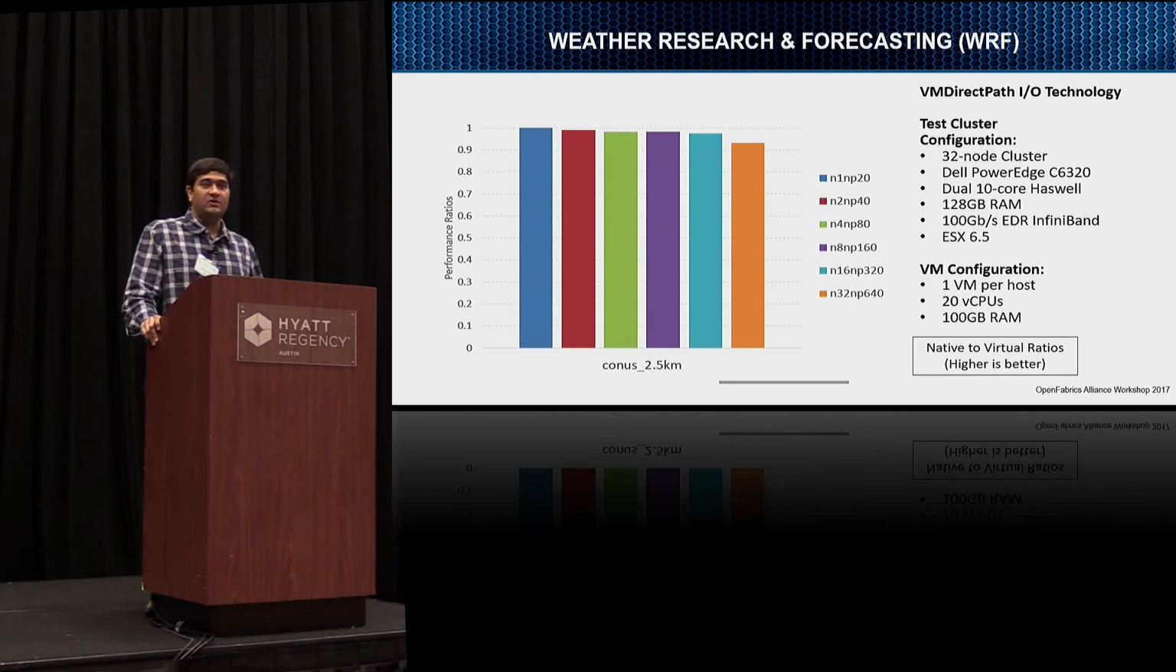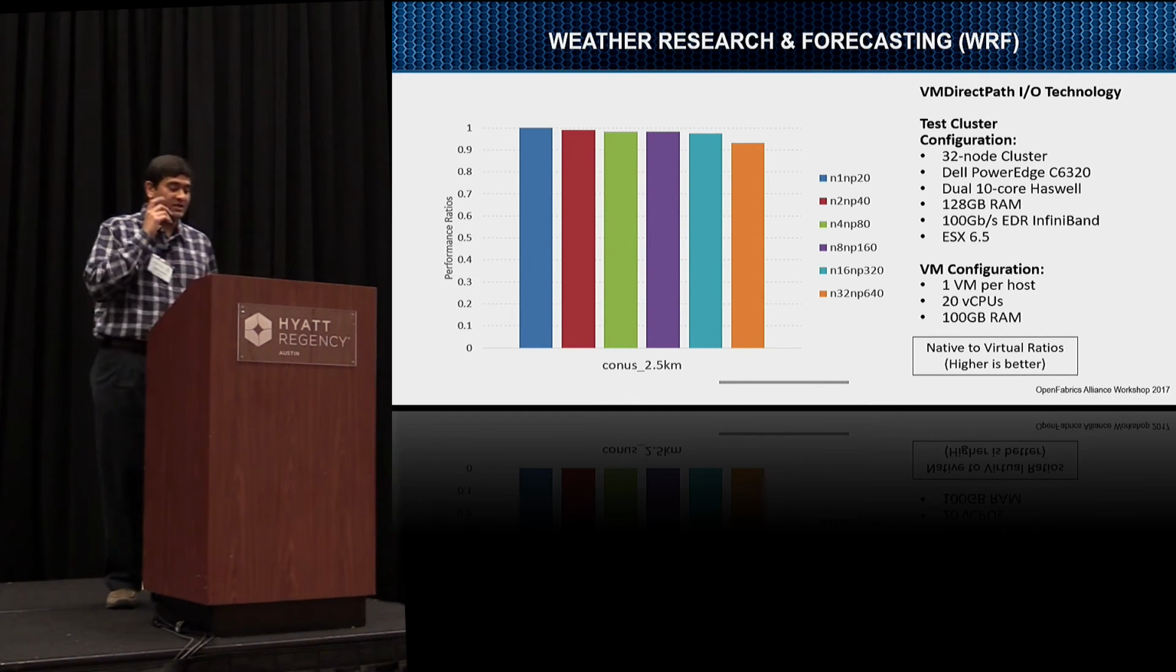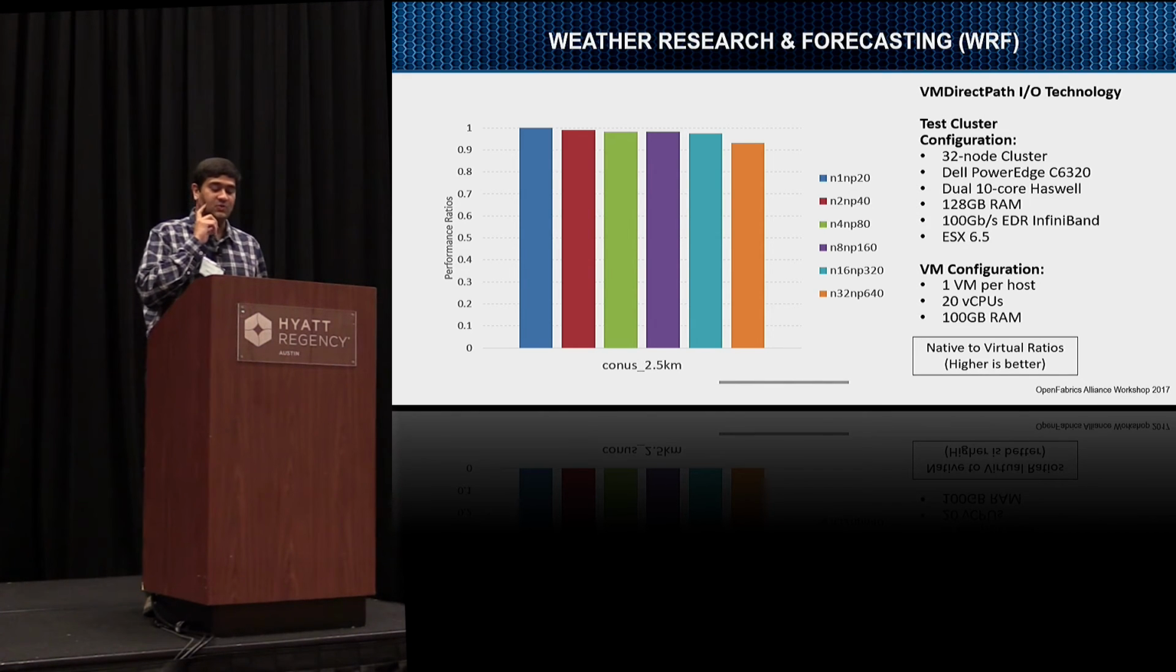They have a 32-node Dell cluster, which includes 100 gigabit per second EDR cards. They've been doing some HPC application performance testing, and one of the first applications they used was a weather simulation app. As you can see, in various setups they've gotten very close to native performance, almost 90% of native.